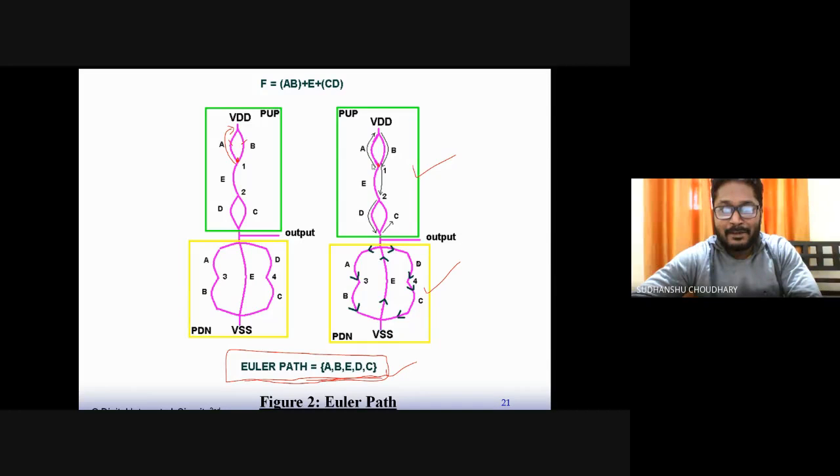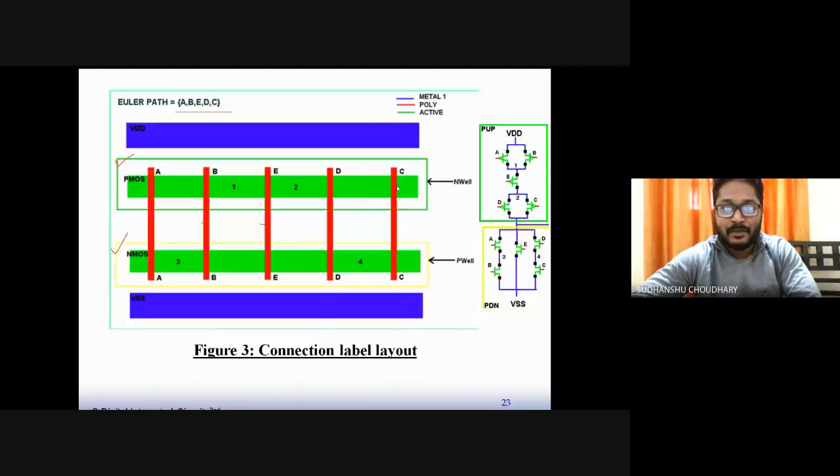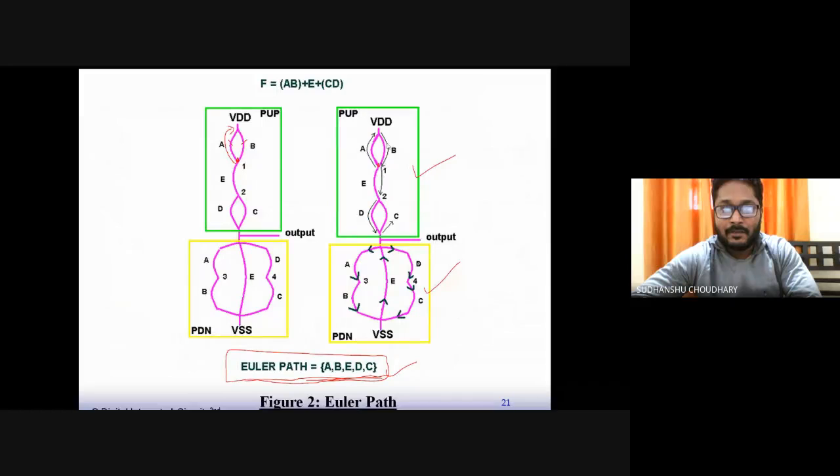Then you have to see whether this path is feasible with the NMOS pull-down network or not. That is going to B, then coming down to A. Yeah, B, A, E, C, D. Again, B, A, E, C, D. So is it possible here? B, A, E, C, D, it is possible.